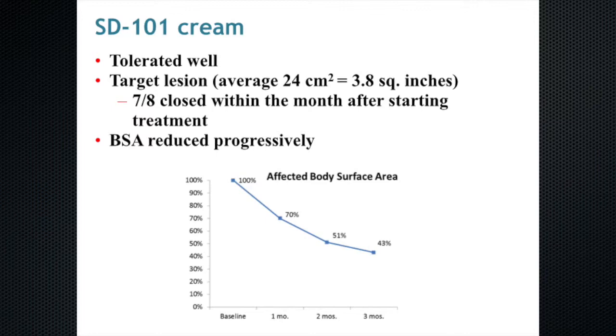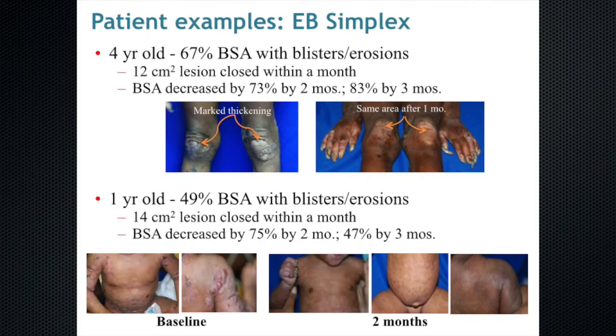A few examples. Here was a kid with EB simplex, a 4-year-old who had 67% body surface area with some blisters and erosion. The target lesion closed within a month. The body surface area decreased by 73% at 2 months and 83% by 3 months. One of the things that was really interesting in this patient is that there was marked thickening noticed, for example, over the elbows and knees. At the end of the study, it was dramatically less. And this actually shows it just at 1 month.